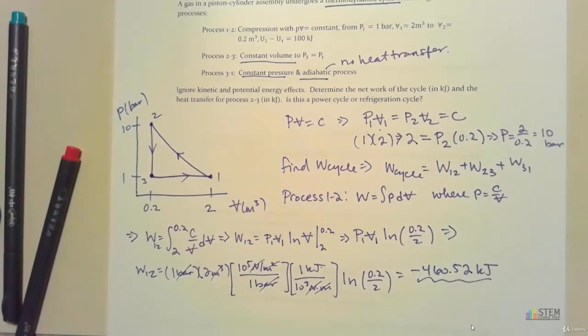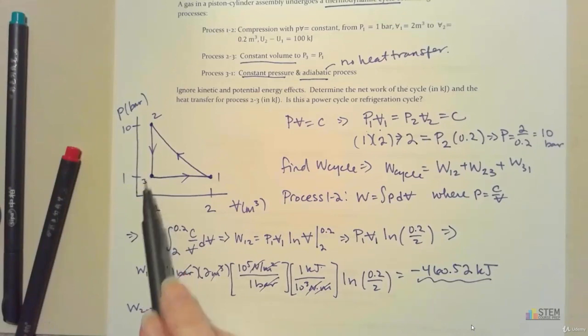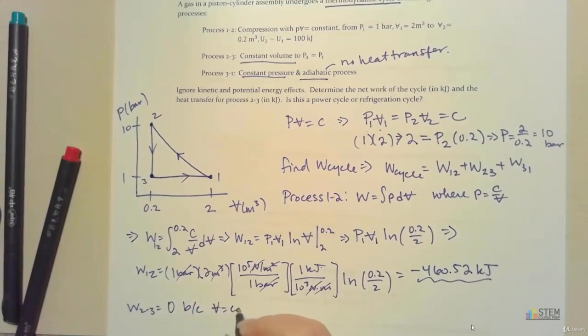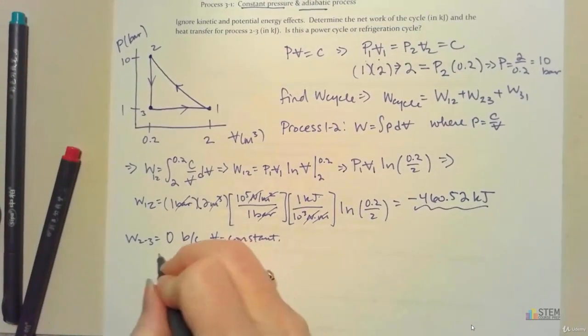Now let's look at process 2, 3. What are we going to get for that one? Now you should be able to tell that just by looking at this plot. We've got a vertical line here. That means no volume change. So if there's no volume change, no work. So this is going to be 0. And again, that's because volume is constant. So this will be another term we need.